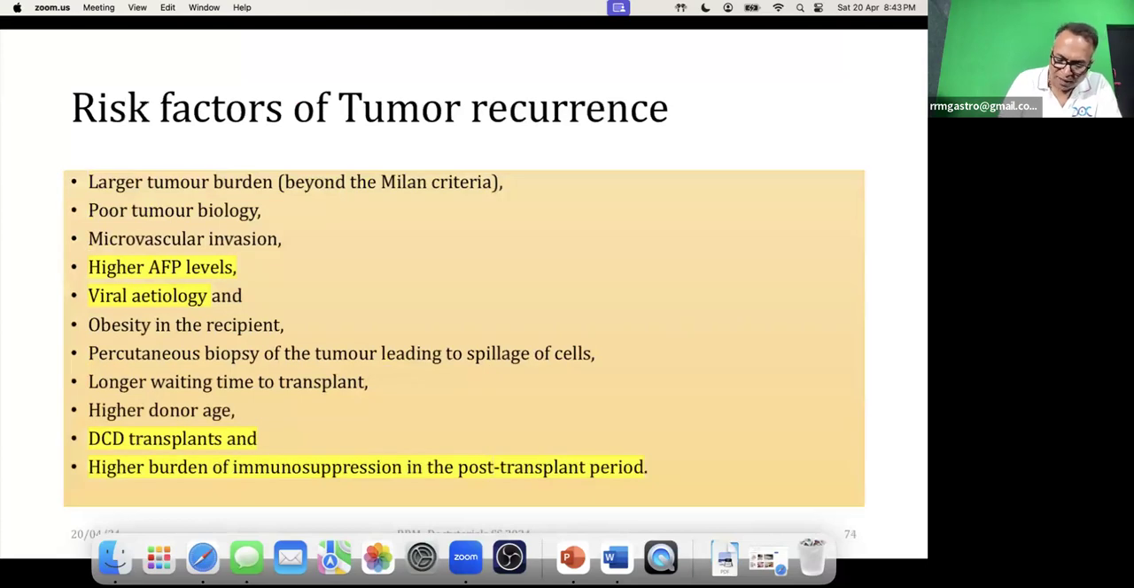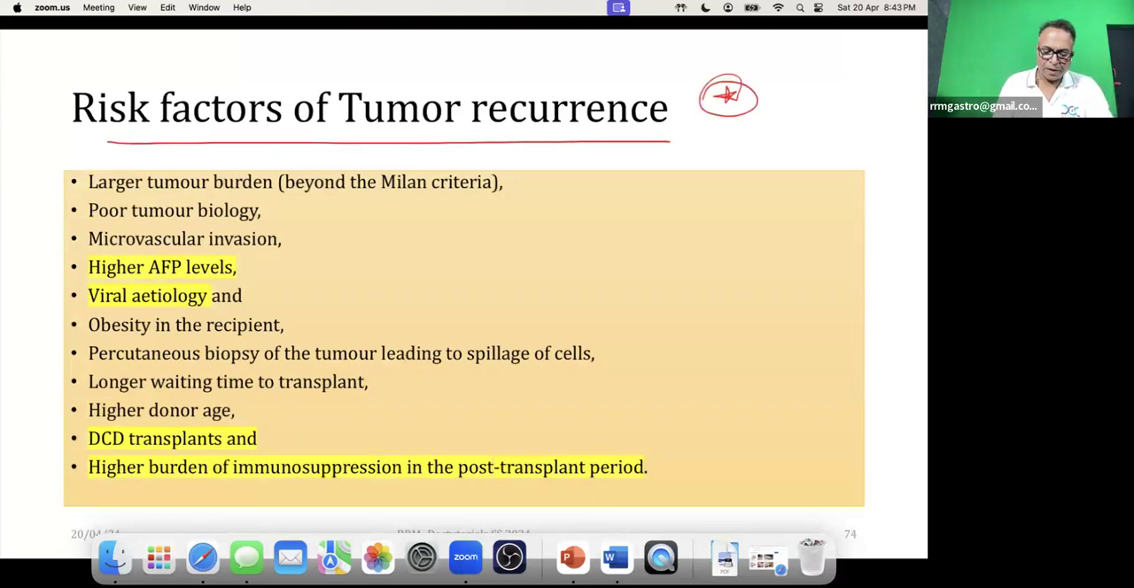And who will have risk factors for tumor recurrence? Large tumor burden beyond Milan criteria, poor tumor biology, microvascular invasion, high AFP, viral etiology, obesity, percutaneous biopsy having been done, longer waiting time, higher donor age, DCD, higher burden of immunosuppression. So these are the risk factors of tumor recurrence.